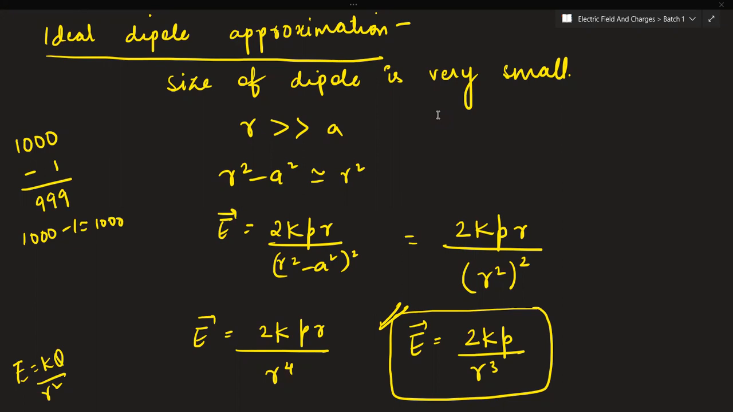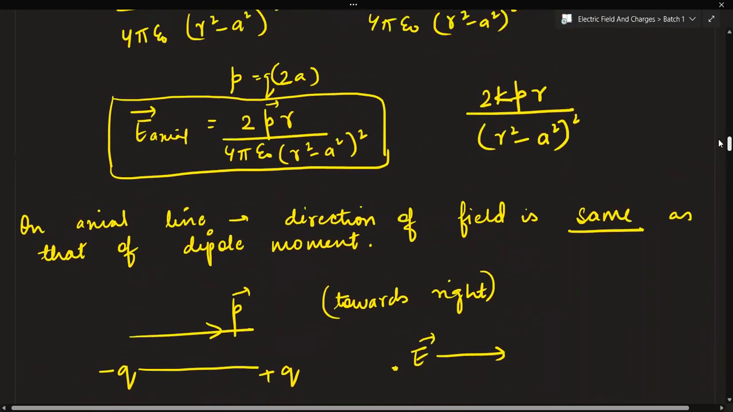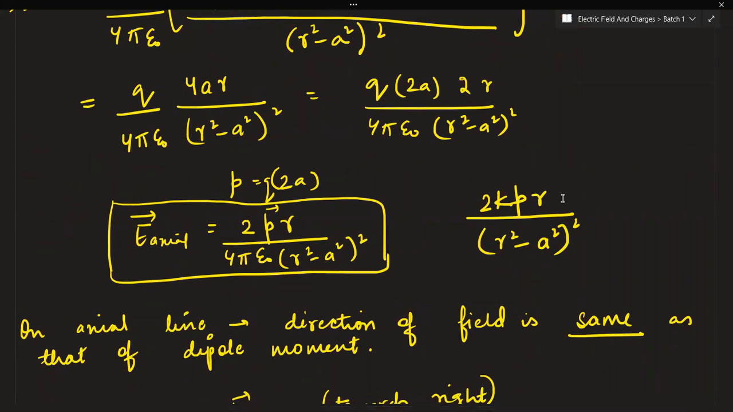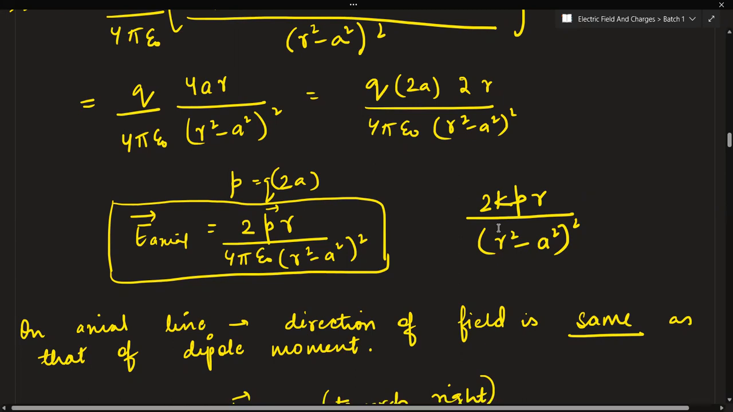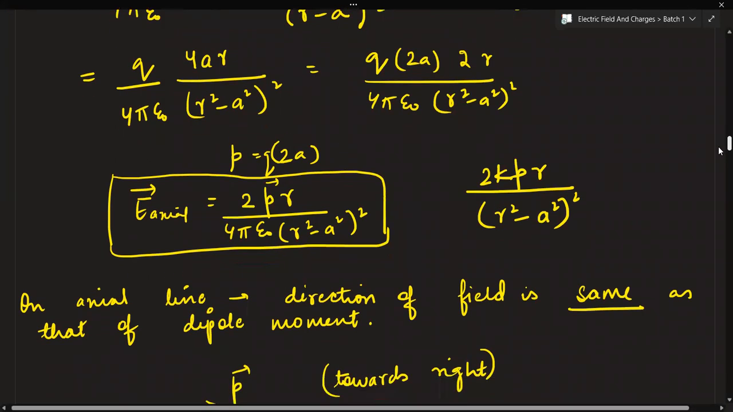The ideal dipole approximation part will be used maximum by you. In your subjective questions, because you are giving your board examination, this formula can also be used. Many a time students do not learn this formula, thinking that only the final formula after dipole approximation has to be used. No. Class, 2kp upon (r square minus a square) to the power whole square will be used in the exam. Questions have come from this, where r and a are comparable, both having approximately the same value, so you have to use this. Do not neglect this formula.